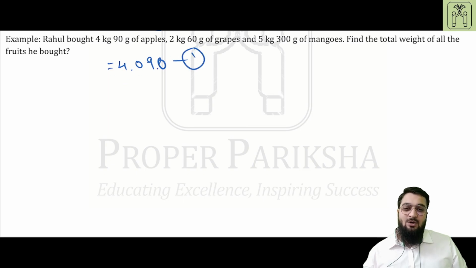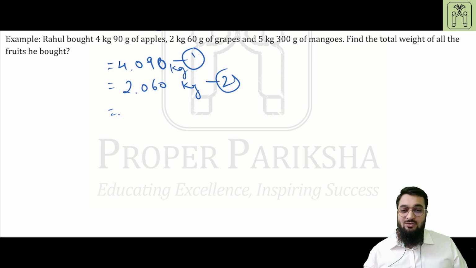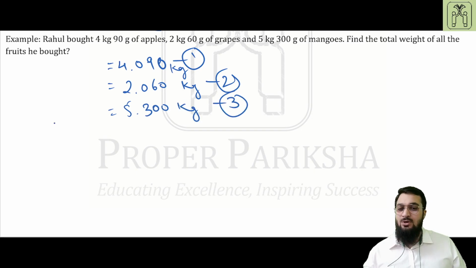Next line, that Rahul bought 2 kilograms 60 grams of grapes is equal to 2.060 kilograms, equation 2. Kilogram you can write over here also. Then you will write Rahul bought 5 kilograms 300 grams of mangoes is equal to 5.300 kg, that will be equation 3. Again, the same line will be followed. Adding equation 1, equation 2, and equation 3, we will find the total weight of all the fruits.